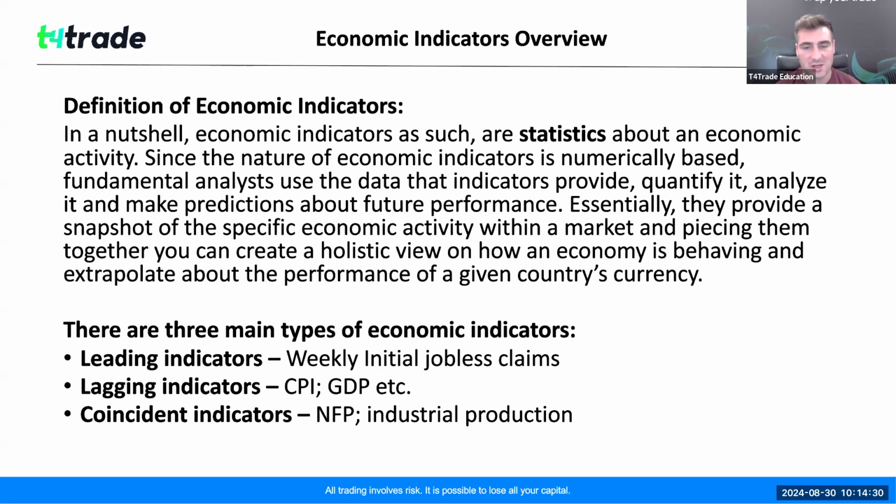Examples of lagging indicators are inflationary updates, for example CPI, HICPs, PCEs, all that kind of stuff. GDP is also a lagging one because it collects information about what has happened in the prior month or the prior quarter or the prior year, whatever that is. And there are a lot of them. Most of them are lagging.